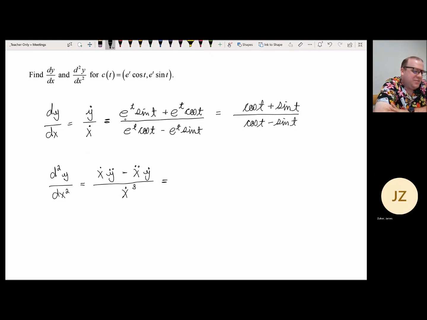You now have to take the derivative of the numerator. Product rule, sum rule, product rule. It's going to have 4 terms, which hopefully simplifies down to 2. I think it does. Then you have to FOIL. Oh, and by the way, once we get to x double dot y dot, same thing.